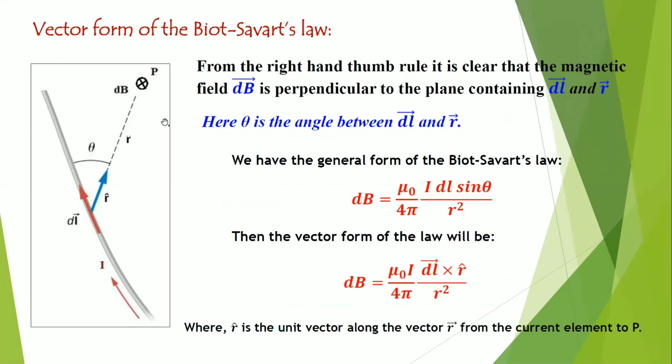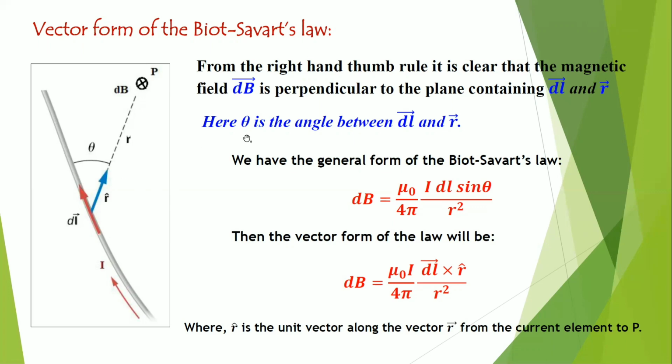So this was about Biot-Savart's law. Now what is the vector form of Biot-Savart's law? From the right hand thumb rule, it is clear that the magnetic field dB at point P is perpendicular to the plane containing dl and r. So if dl and r are in the plane of this screen, then the magnetic field is perpendicular to it and directed into the plane.